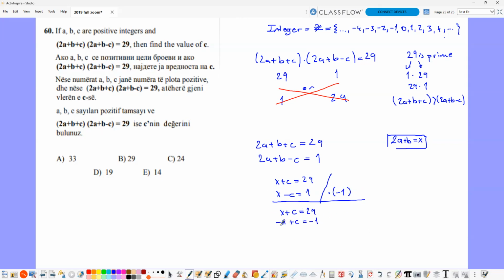When you add them side by side, these two, x and minus x, are eliminated, which becomes 2c is equal to 29 plus -1. 2c is equal to 28, and c is equal to 28 over 2, which is equal to 14. And this is the answer to our question. This is the end of our lesson, because this was the last question in that year. Okay, ladies and gentlemen, see you in the next class, and we are finishing here.